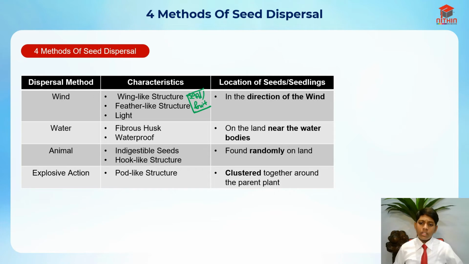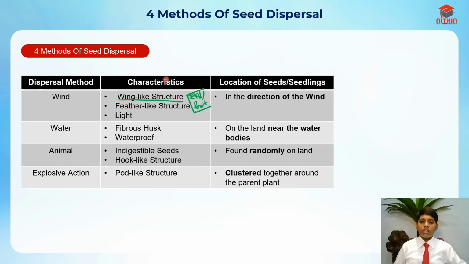So a wind dispersed seed or fruit basically needs to have a wing-like structure, and not a wind-like structure. Many students write wind-like structure. Do not write wind-like structure, write wing-like structure. Okay, and also a feather-like structure. So there are many types of structure. There's a wing-like structure, there's a feather-like structure. So there are basically many types, and it is also very light.